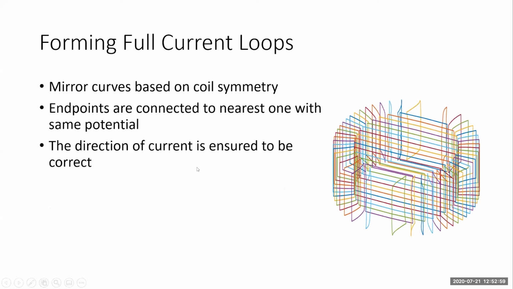And so depending on your symmetry, you can mirror the windings. And then since we have the direction of the current from the original ones, we can then solve for the direction in the mirror curves. And then we can connect them just by the nearest endpoint with the same potential. And actually doing that is how the direction of current is preserved.